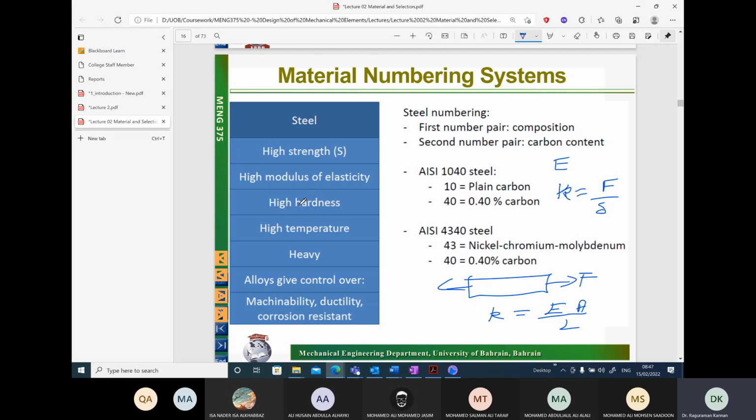High hardness. Hardness is the property where it does not allow the surface of the material to be scratched or dented locally. So why do we need this high hardness property? If the hardness of the material is high, it improves fatigue properties. In chapter 5 we will see. So hardness is often related to fatigue.